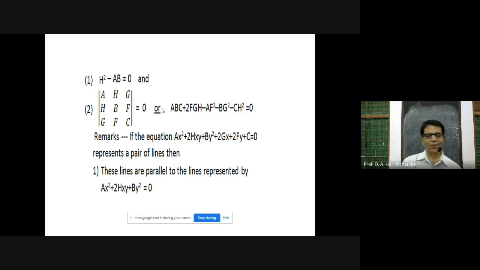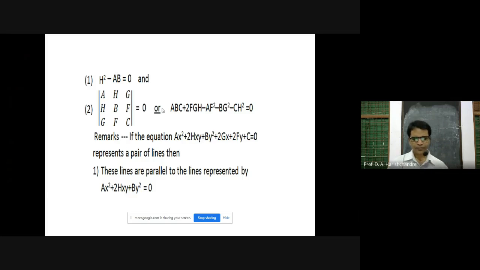So these are the two conditions under which the general second degree equation becomes the joint equation of two lines in the plane. Okay, so this condition you have to remember, because in the problems they may ask you a question, they will provide you one general second degree equation in x and y, and will ask you to test whether that equation is the joint equation of a pair of lines. So you have to verify these two conditions. Under these two conditions only, your general second degree equation will become the joint equation of a pair of lines.